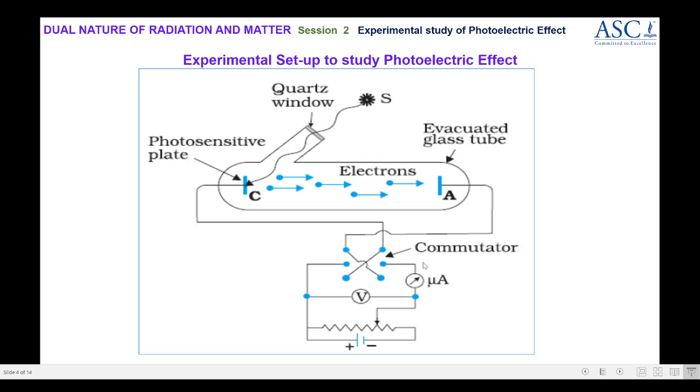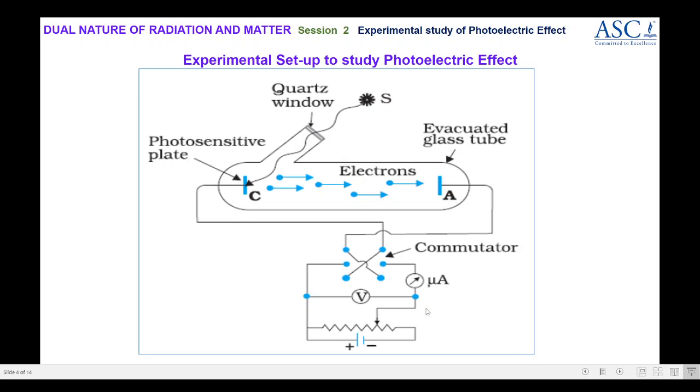And then a commutator arrangement is set up which helps in reversing the polarity of the electrodes, which means you can change the direction of the electric current. And then there is a voltmeter which is included in the circuit, which measures the potential difference between the two plates, and then a microammeter which measures the amount of current produced in the circuit, and then the potential can be provided by a battery. So these are the basic components which are included in the circuit diagram.